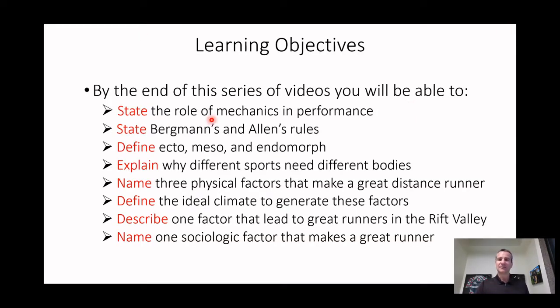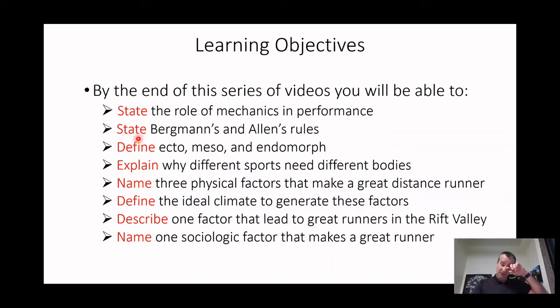So by the end of this series of videos, you're going to be able to state the role of mechanics in performance. And again, the mechanics is really important because if you need to lift a heavy weight, if you have long arms and you're lifting the heavy weight and the weight is way over there, versus short arms lifting the weight, now I've actually decreased the force that my muscle has to produce to do the same motion. So if I want to mechanically be stronger, I'm going to shorten my limbs.